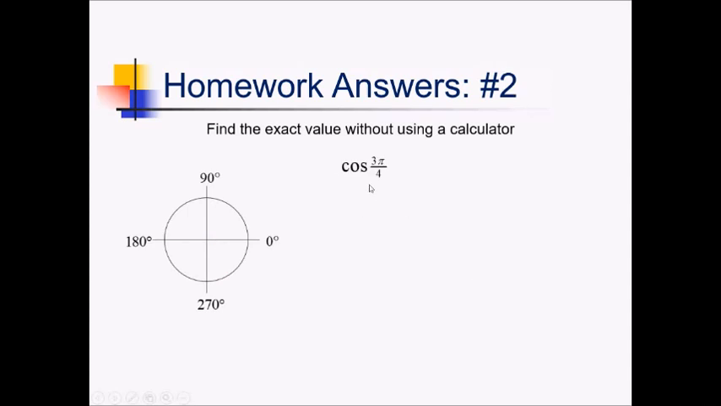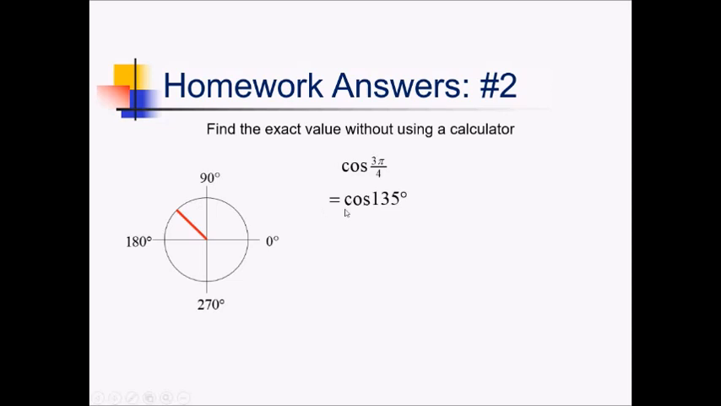And that's just going to end up being a negative radical 3 over 2. To find the cosine of 3 pi over 4, let's start by converting this into degrees. 180 divided by 4 is 45, times 3 is 135 degrees. 135, that's in quadrant 2, kind of in the middle here.